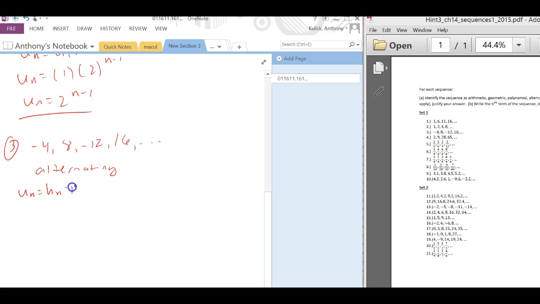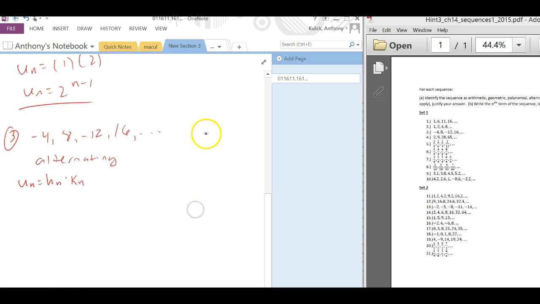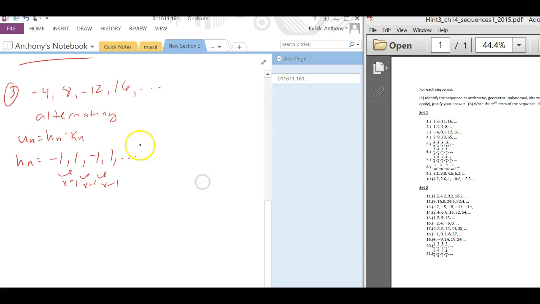some sequence h sub n times a different sequence k sub n, where h sub n is just going to be the signs of my sequence. Well, since these are signs, this is just a geometric sequence. We're multiplying by -1. So that tells me h sub n is h sub 1 times r to the n minus 1. Well, the first term is -1. The common ratio is -1. It's to the n minus 1. And if I multiply these together, I get -1 to the n.